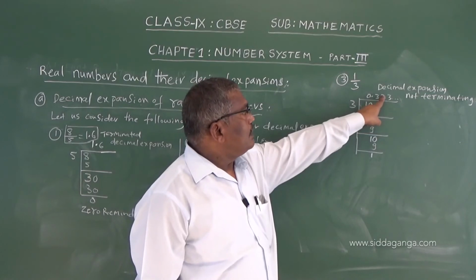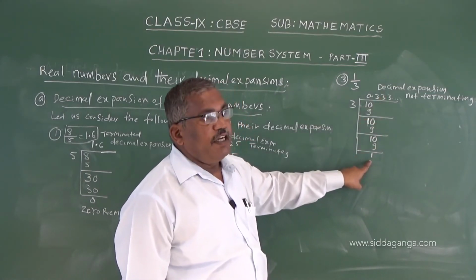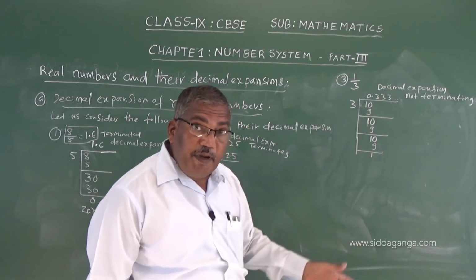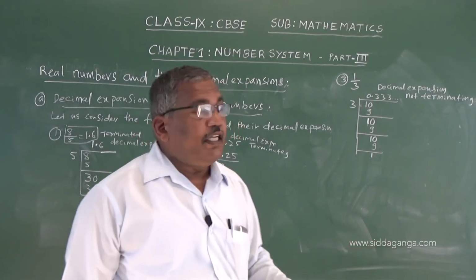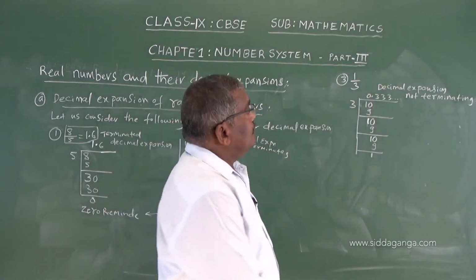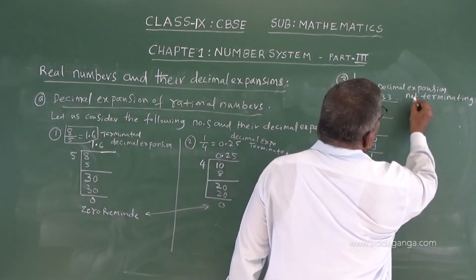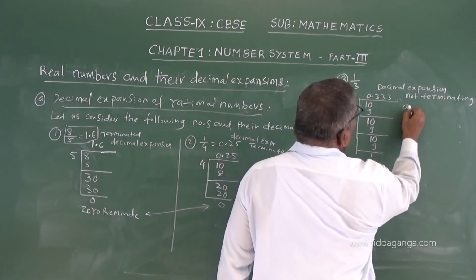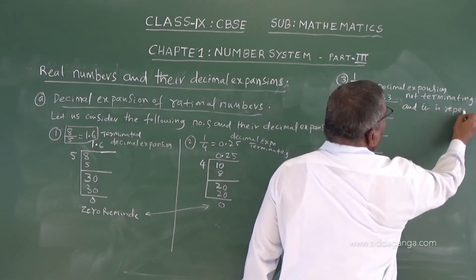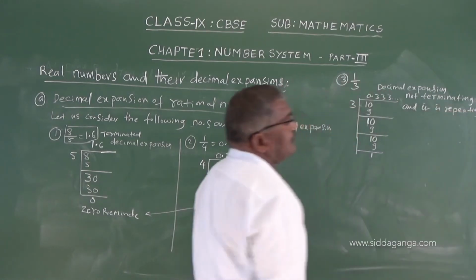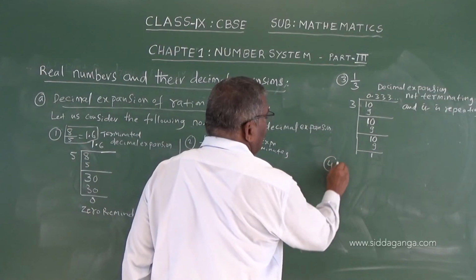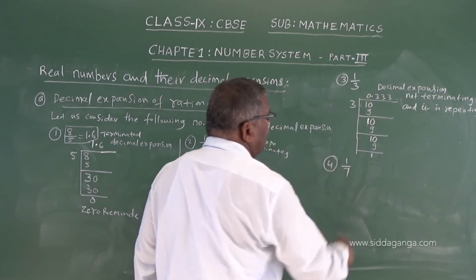So, this is the quotient and this is the remainder. Remainder here is 1, 1, 1. The remainder is repeating, and we are getting a non-terminating repeating decimal expansion. And I will take up a final example, the fourth one, say 1 by 7.